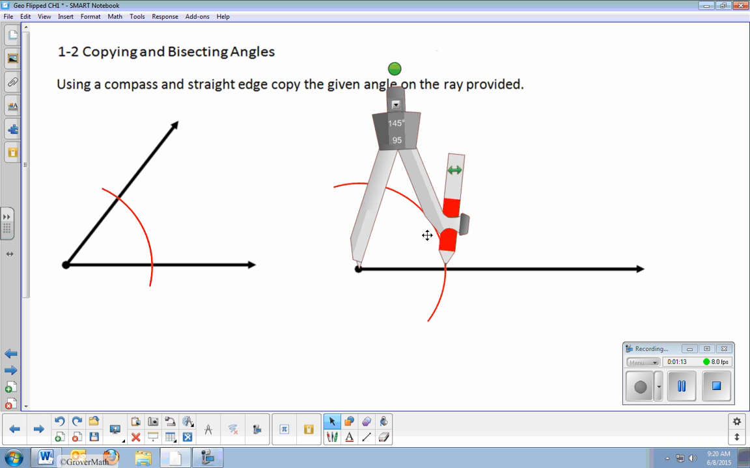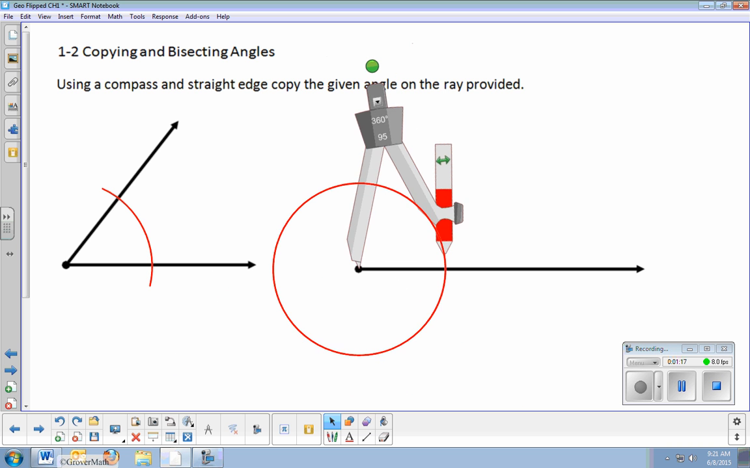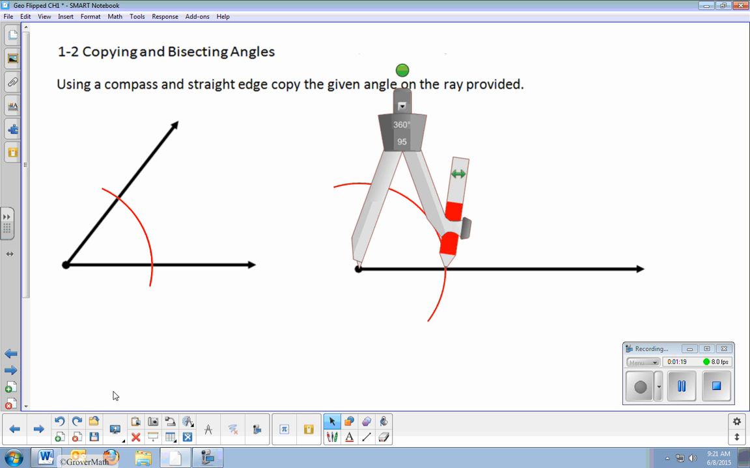And I refer to this separation of the compass as radius length because really what we're doing is creating a circle with that radius. But I often don't draw the whole circle because you don't need to. So what I did was I just set my compass to really any length so it crossed my angle twice, and then using that same length, drew that arc.